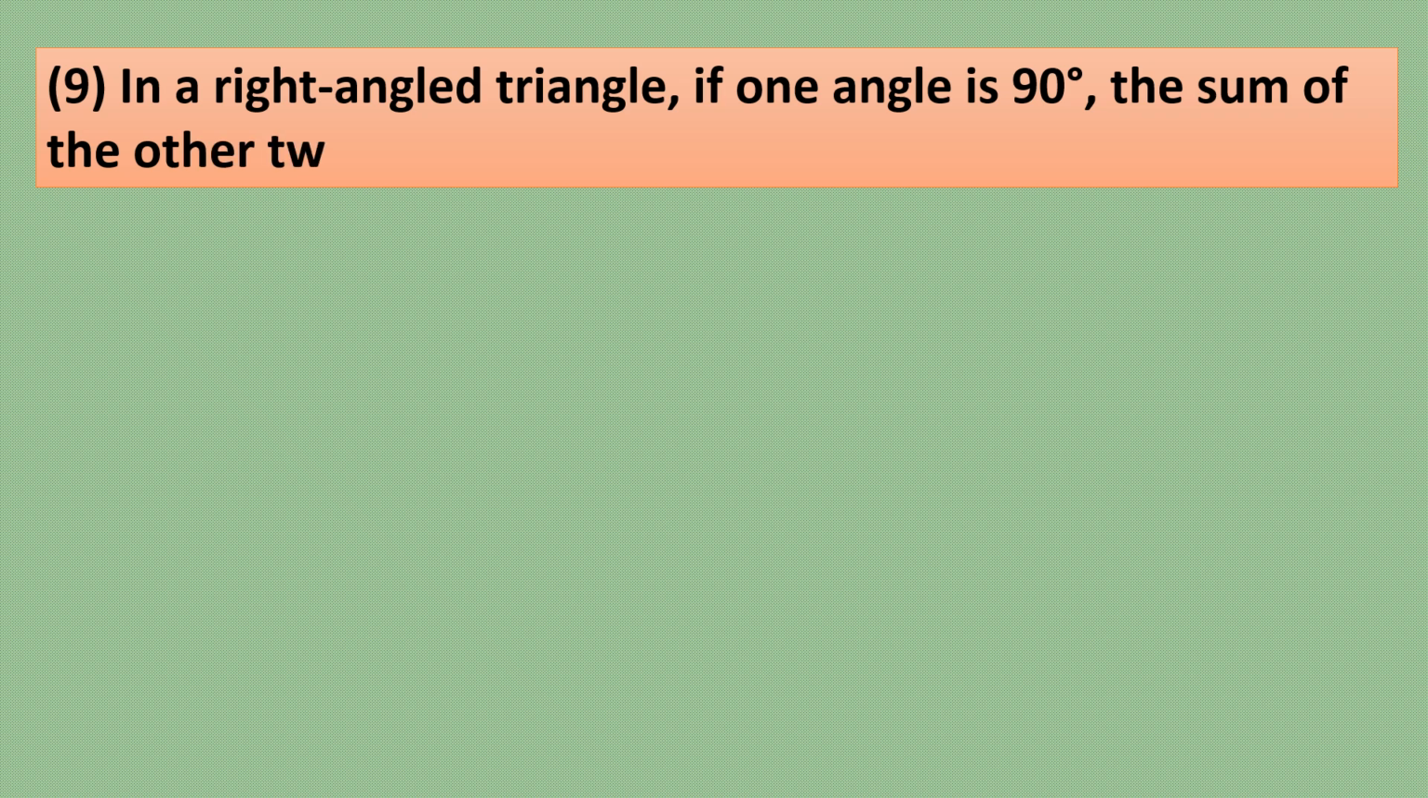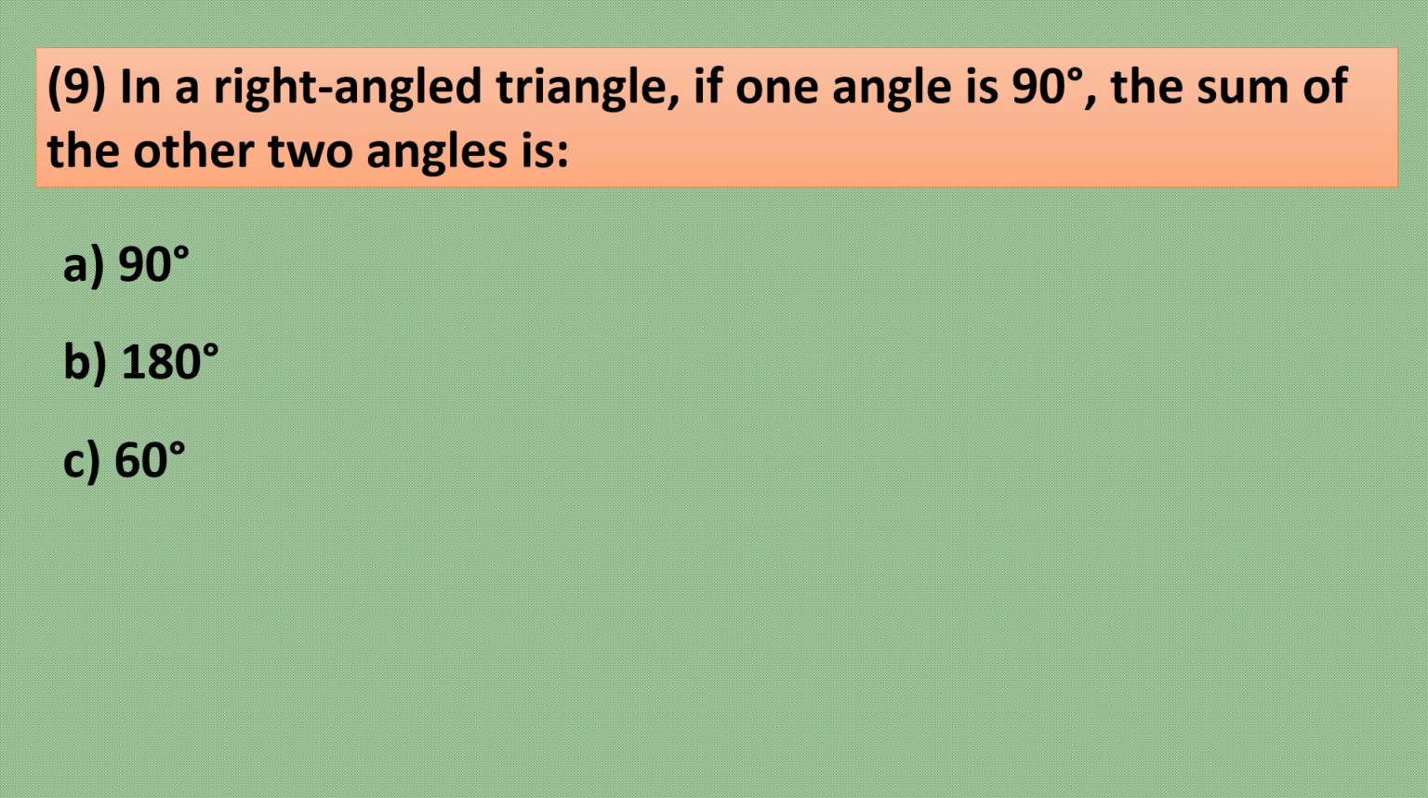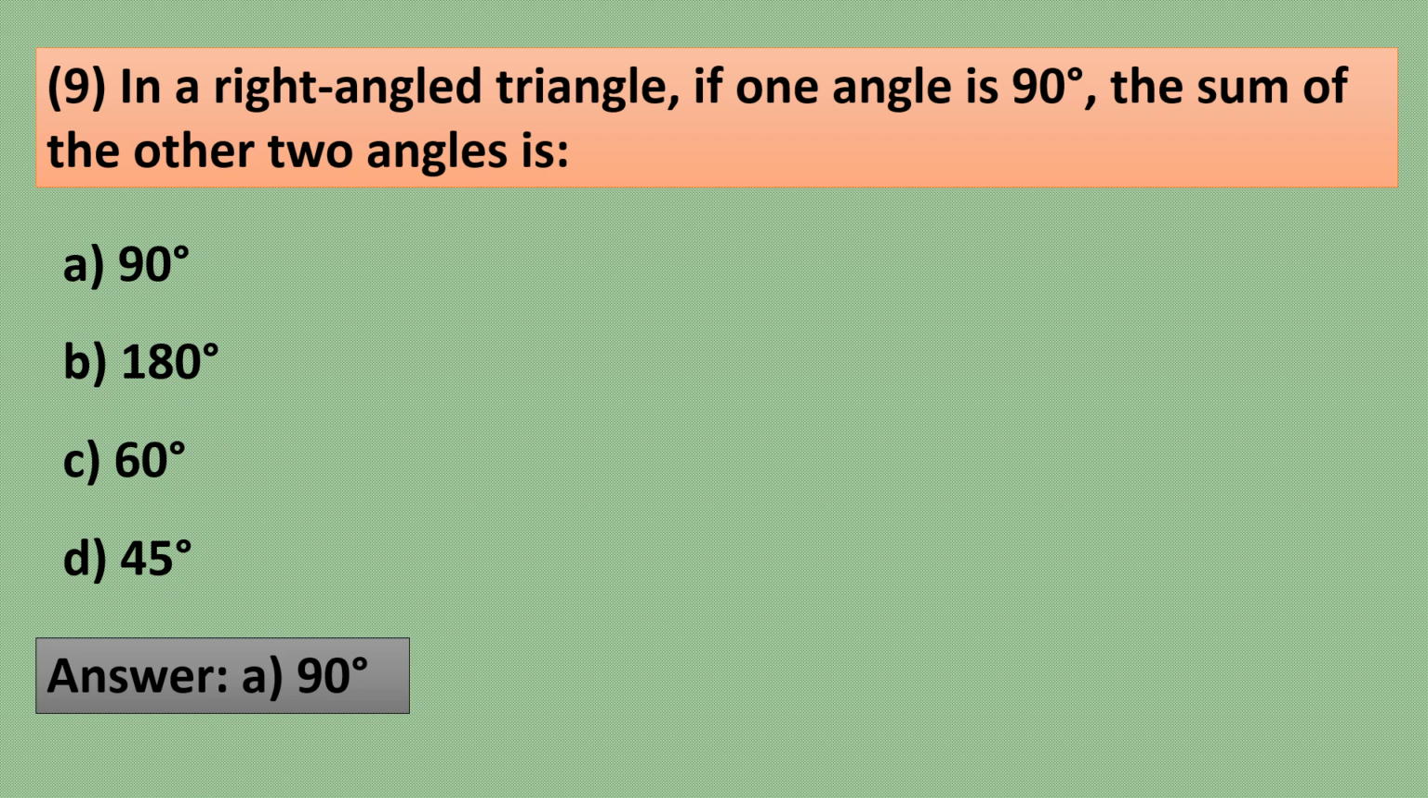Question number 9 is: In a right angle triangle, if one angle is 90 degree, what is the sum of the other two angles? A. 90 degree, B. 180 degree, C. 60 degree, and D. 45 degree. The answer is 90 degree.